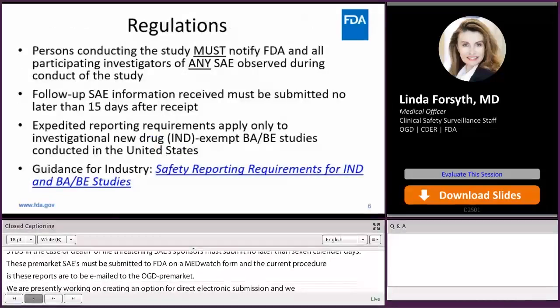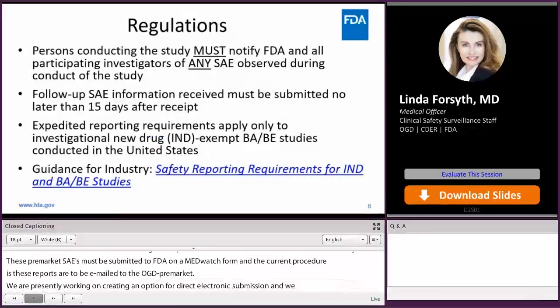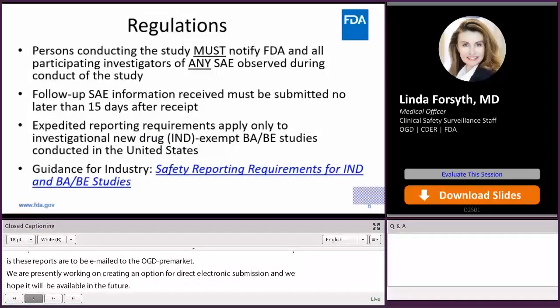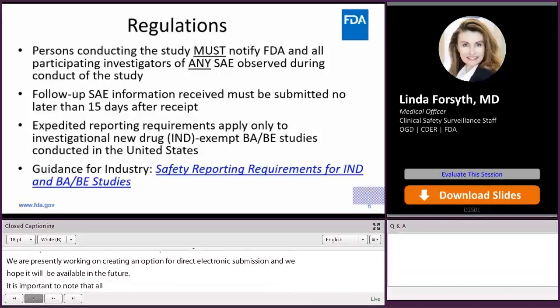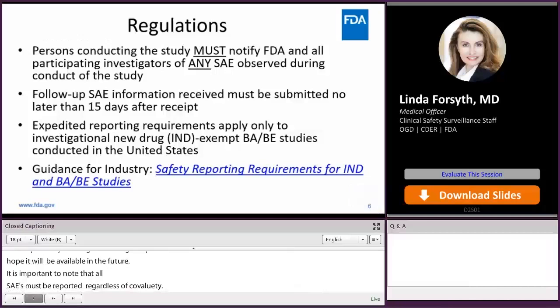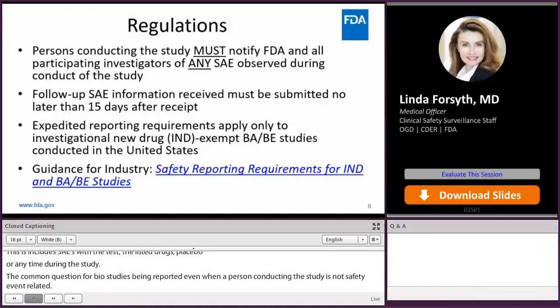It is important to note that all SAEs must be reported regardless of causality to FDA and to all participating investigators. This includes SAEs with the test, the reference-listed drug, placebo, or at any time during the study. A common question we receive is, should all SAEs for bioequivalence studies be reported, even when the person conducting the study does not think the events are drug-related? The answer is yes. FDA expects to receive all SAEs for bioequivalence studies in the investigational and approved drug group, regardless of whether the event is considered to be drug-related.